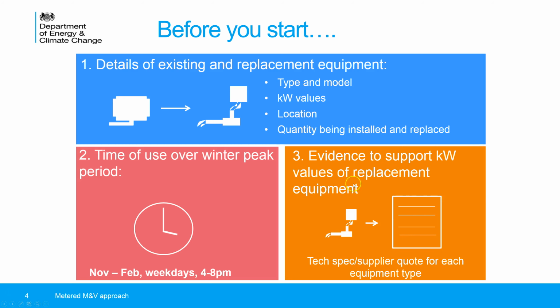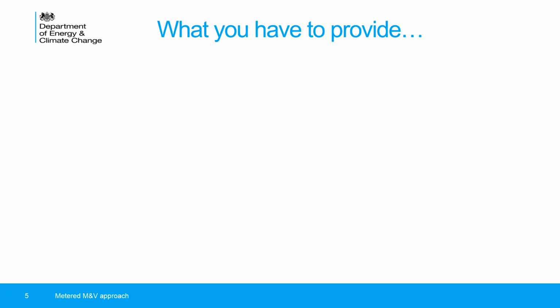And finally, you also need to provide evidence to support the kilowatt values of the replacement equipment in your project. So you don't need to provide anything for your existing equipment, it's only the replacement equipment. And what that means in practice is you need to provide a technical specification or a supply quote for each replacement equipment type in your project. So if you had a project of, say, 20 pumps of 2 different types, you need to provide technical specifications or supply quotes substantiating the kilowatt values for the 2 pump types.